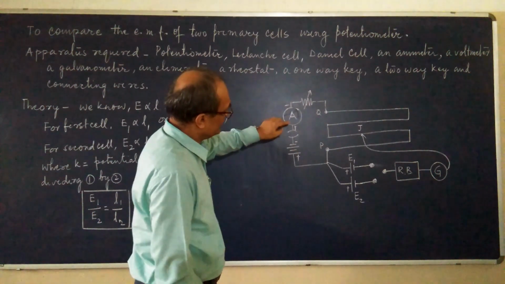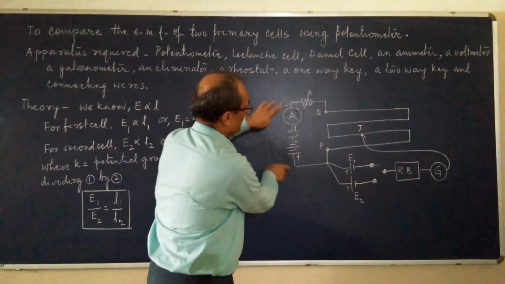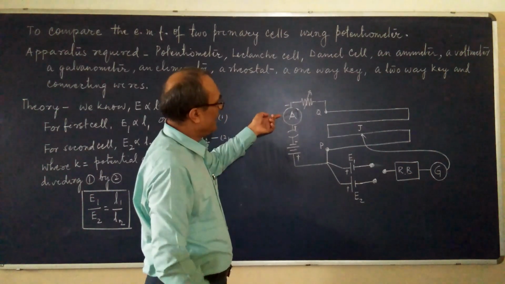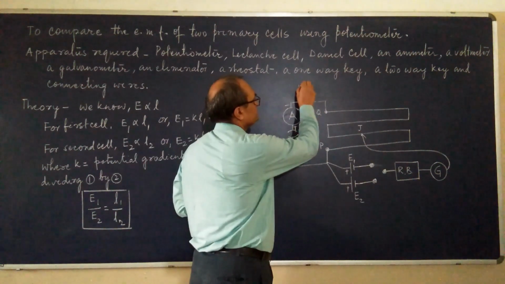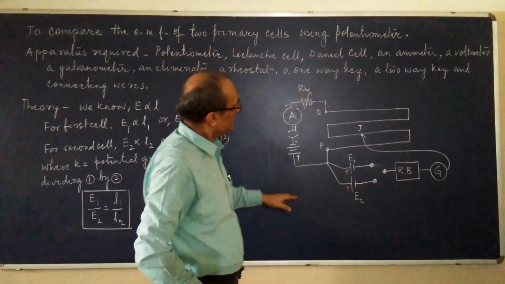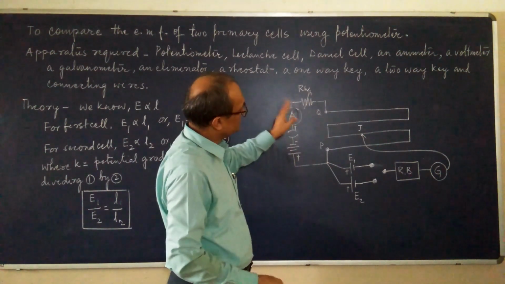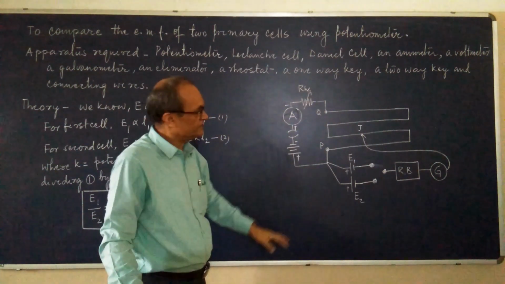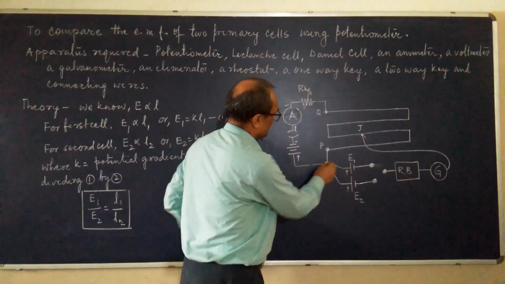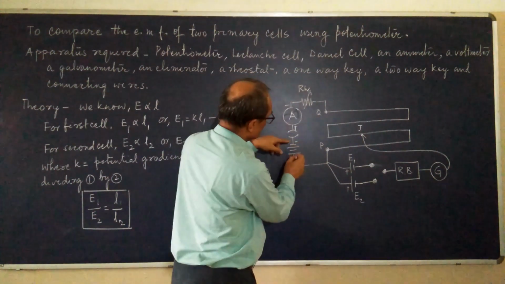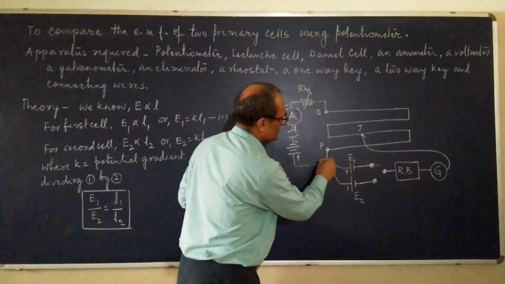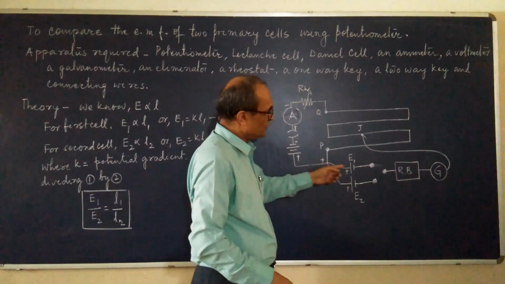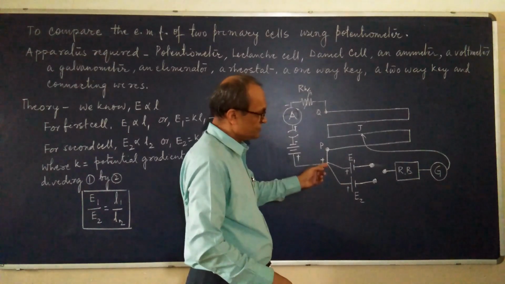A is the ammeter, here it is C. This portion is the primary circuit. It has positive, negative, a one-way key, and an ammeter with a rheostat, and this circuit is connected to P and Q. This is also known as the primary circuit. Now this is the positive of the cell. Connect one cell here, positive to positive, and another cell positive to positive.